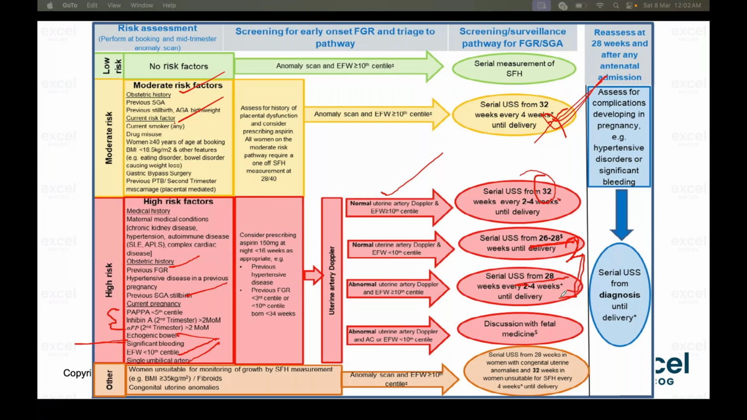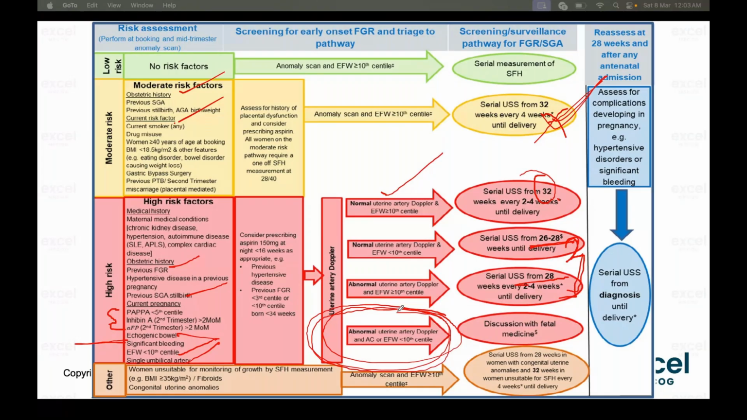So you just remember, if one of them is abnormal, you start screening from at least 26 weeks. That is what you need to remember. Now, this is an important question in the part 2 exam. If it is abnormal very early, uterine artery Doppler is abnormal, AC is less than 10 centimeters, both are abnormal.